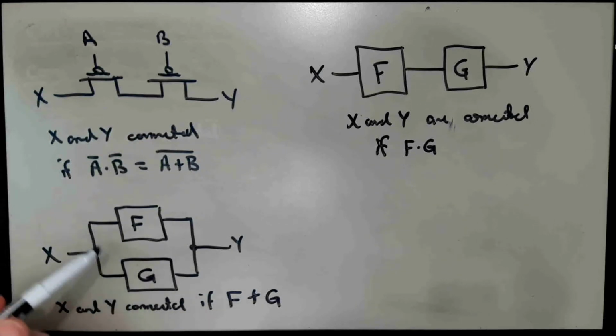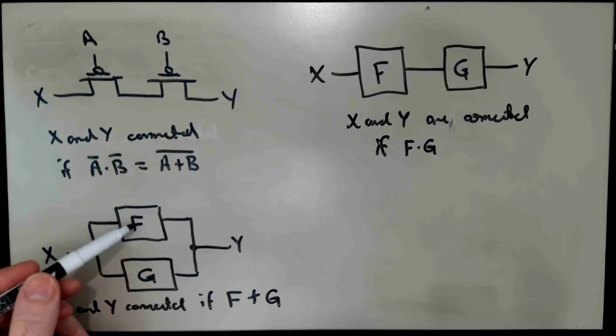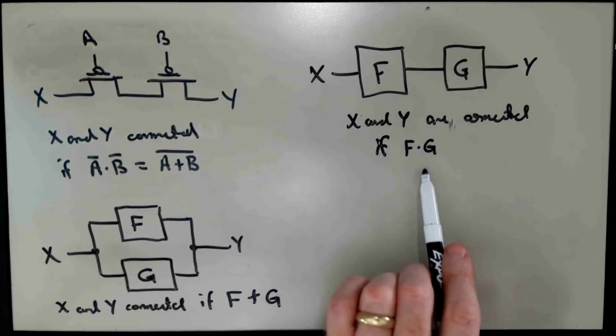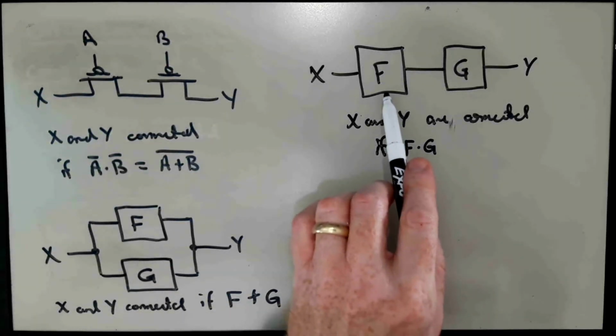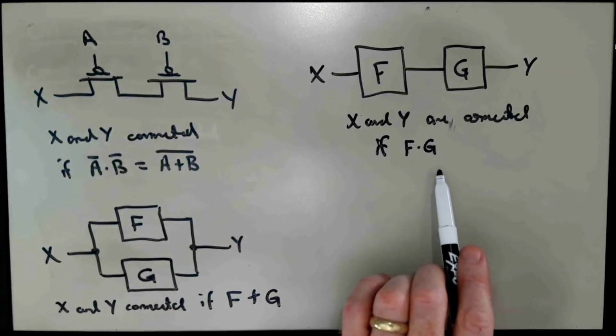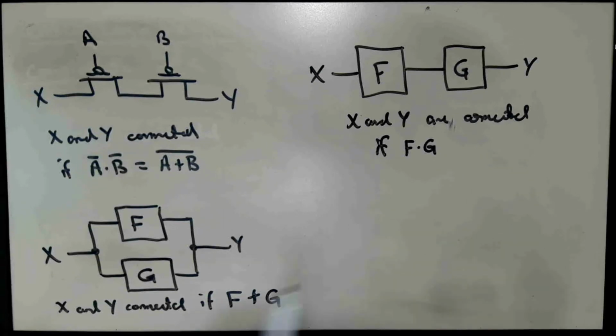To get the conduction condition of the composition of these two through the parallel configuration, we would take the expression that corresponds to the conduction condition for the F network and OR it with the conduction condition for the G network. Here we would take the F network conduction conditions and AND it with the G network conduction conditions to get the overall conduction conditions of the series combination. Okay, that's the basic idea.